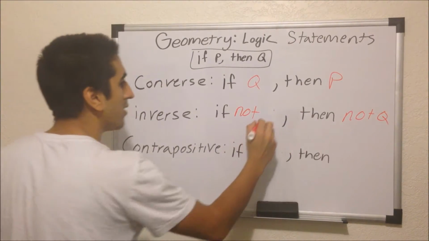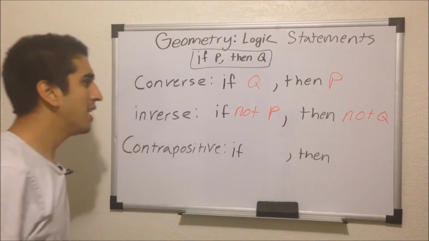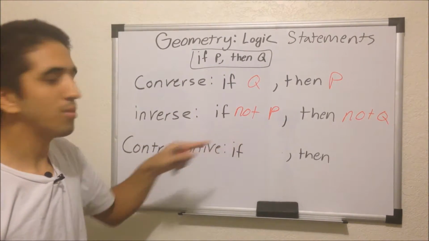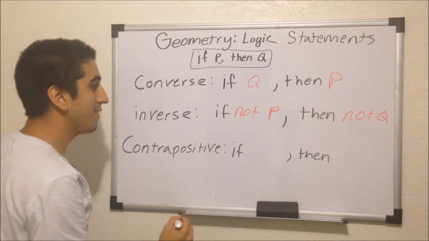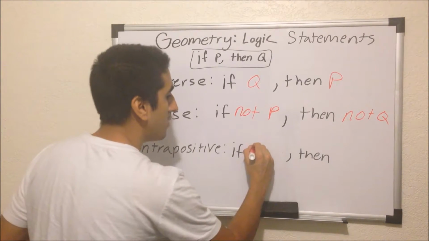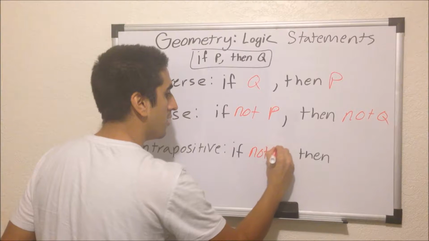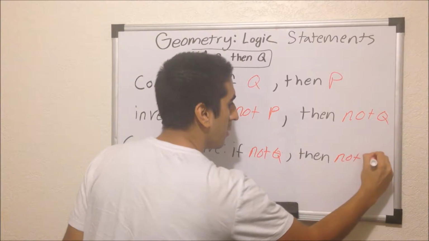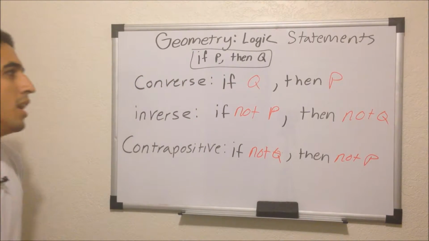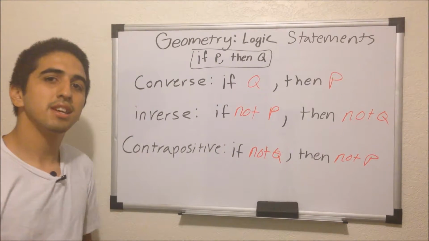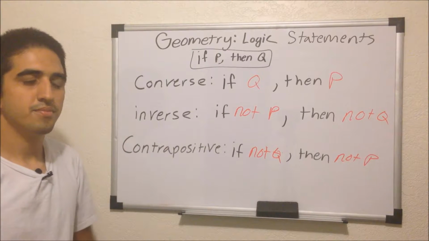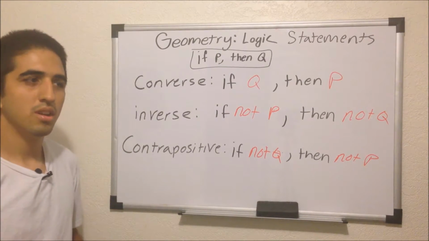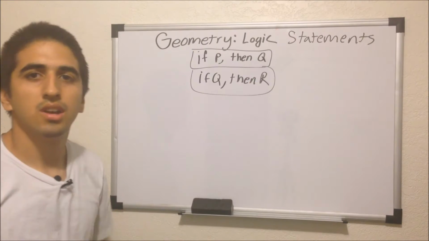And then next we've got to work on the contrapositive. Now we've switched it, and then we've made it negative. Now what's next? Well, we're going to make it negative and switch it. So if not Q, then not P. And so those are our three basic logic statements. There's another thing I want to talk to you about.